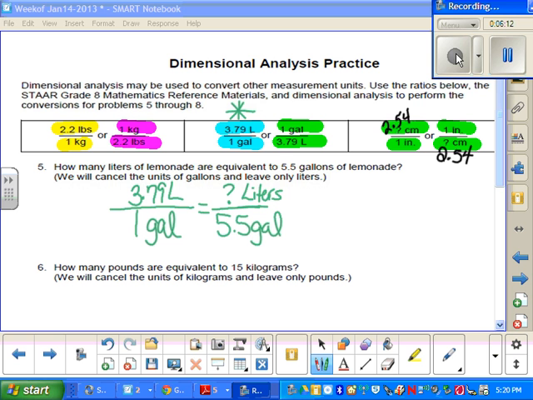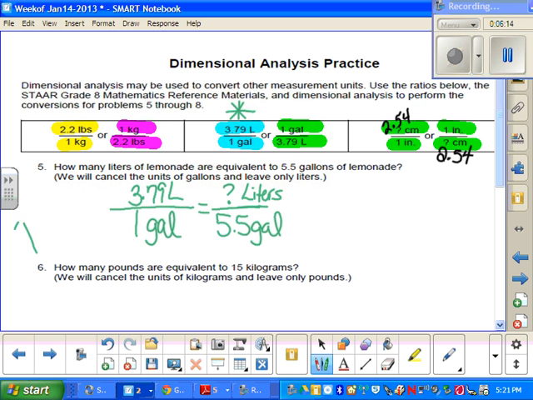All right, so we set up a proportion on this one, and now we need to decide how do we get from 1 gallon to 5.5 gallons? What's our multiplier here? So we know 1 times 5.5 equals 5.5. So what we do to the bottom, we must do to the top. So 3.79 times 5.5 will give us the number of liters. So let's get started.